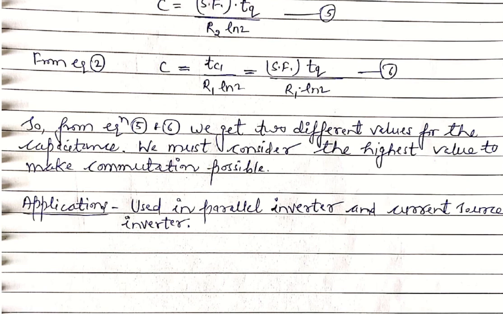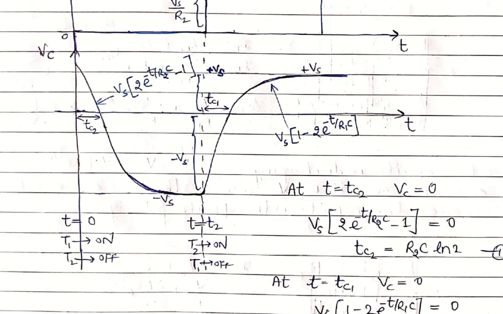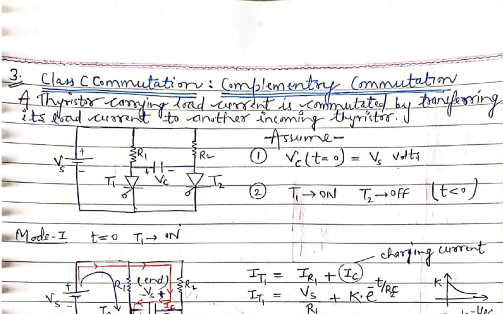So in this way we complete class C commutation, and in the upcoming lecture we will see another type of commutation technique known as class D commutation, also known as voltage commutation.